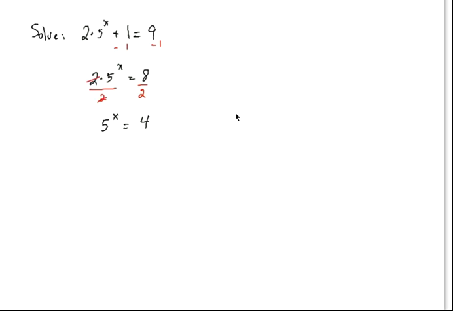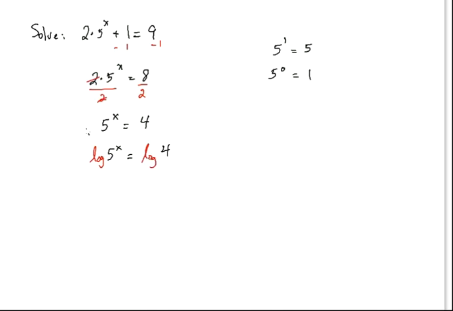Okay. Now before I proceed, I know that 5 to the first power equals 5. I know that 5 to the 0 power is 1. So therefore my answer for x is going to have to be between 0 and 1. Because this, again, is asking 5 to what power is 4. Okay, now in order to solve this, I'm going to take log of both sides. So take log of the left-hand side equals, and take log of the right-hand side.